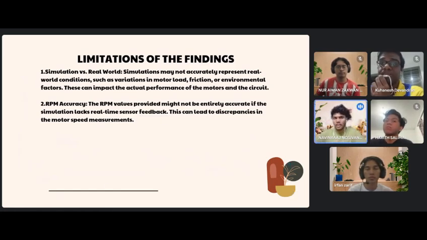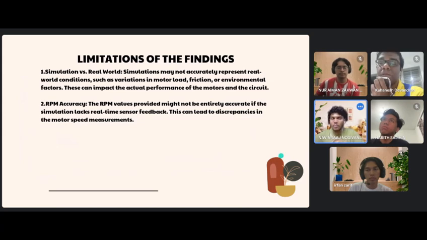Regarding the limitations of the findings, we all know that simulations and the real world differ. Meaning the simulation may not accurately represent real world conditions. There is also friction, motor load, and other factors that might affect the real world condition. The simulation may feel smooth, but in the real world there might be defects.